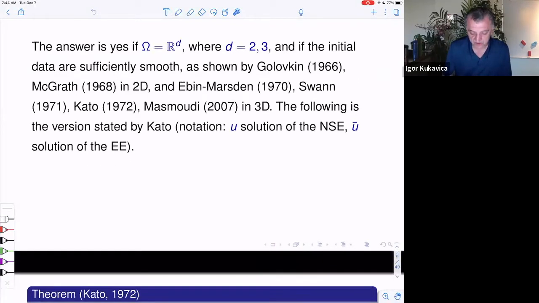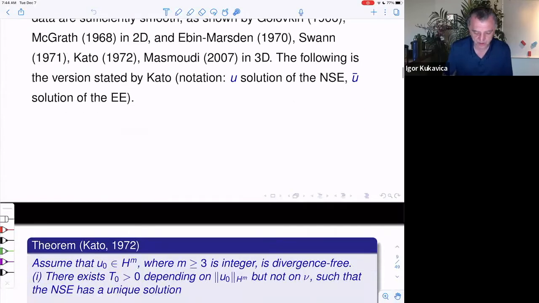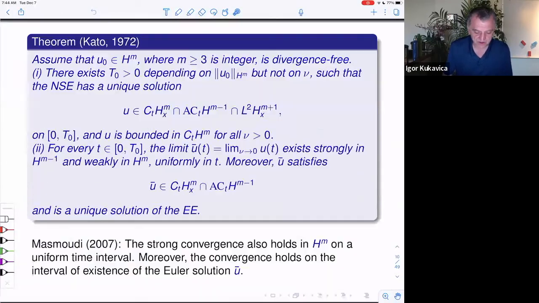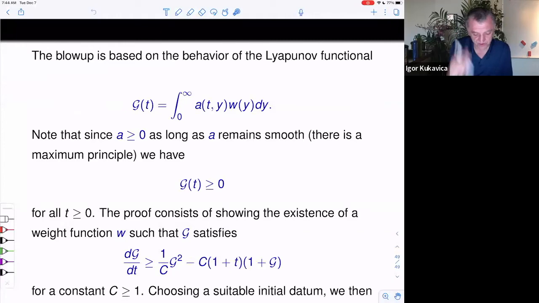That's for the case without boundary. So the following is the version as stated by Kato. His notation is actually quite convenient. So we'll write u for the solution of the Navier-Stokes equations and ū for the solution of the Euler equations. So Kato proved in 1972.